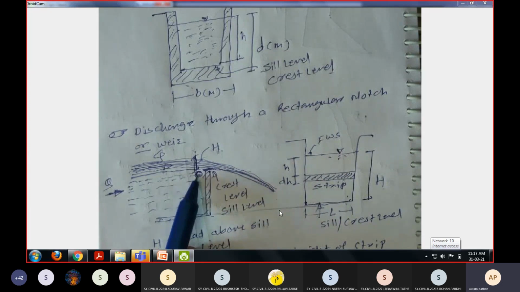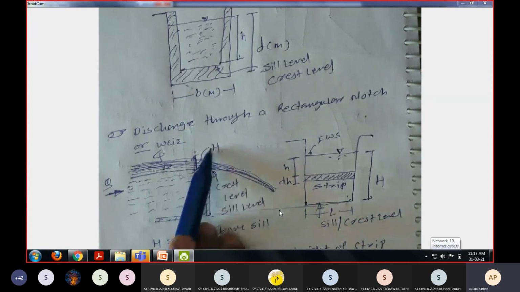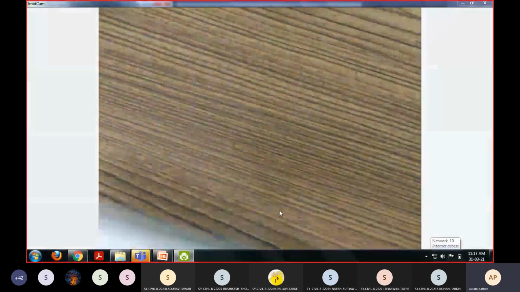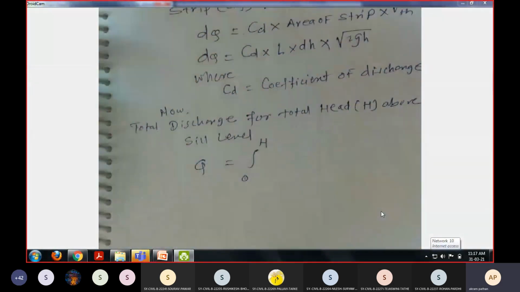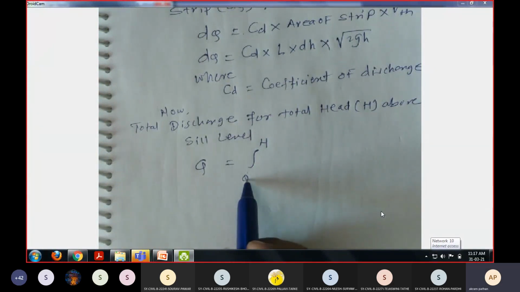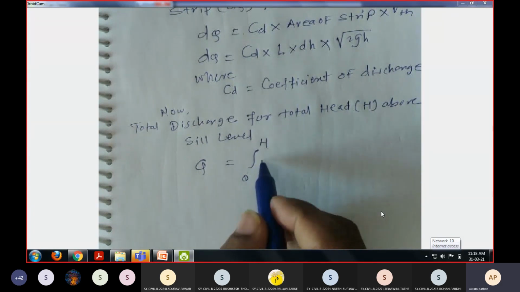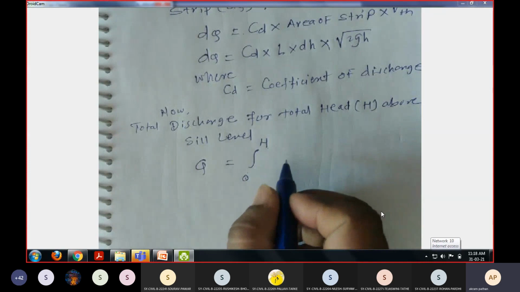ओके, तर इथं 0 लेवल आहे पाण्याची. जसं जसं पाणी इथून येईल तसं तसं त्याची लेवल सी लेवल वरून वाढेल. ओके, तर 0 टू एच. सो दिस इज इंटिग्रेशन 0 टू एच, म्हणजे सी लेवल वरून जेव्हा पाणी वाढेल तो एच पर्यंत वाढेल. ओके, सो दिस इज द इंटिग्रेशन साइन यू हॅव यूज.